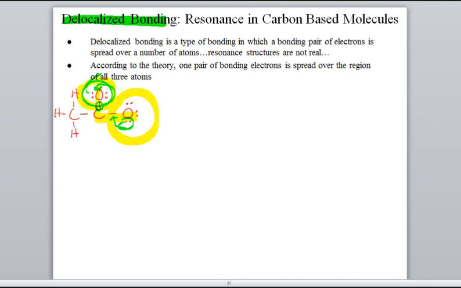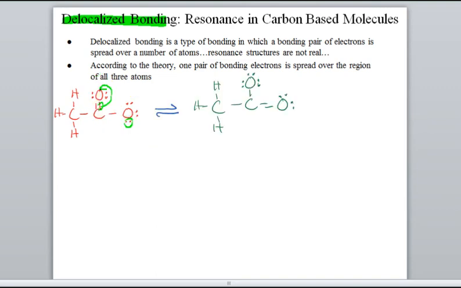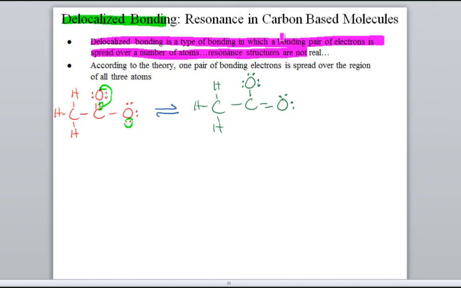And if we drew that structure to the right, we could draw a Lewis structure that also seems to work. But remember what we said, delocalized bonding, these Lewis-Dot structures, they're not real. All it really means is there's a bonding orbital that spans between these 3 atoms.